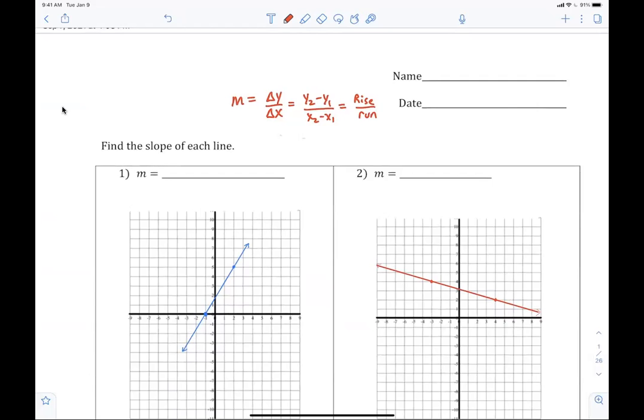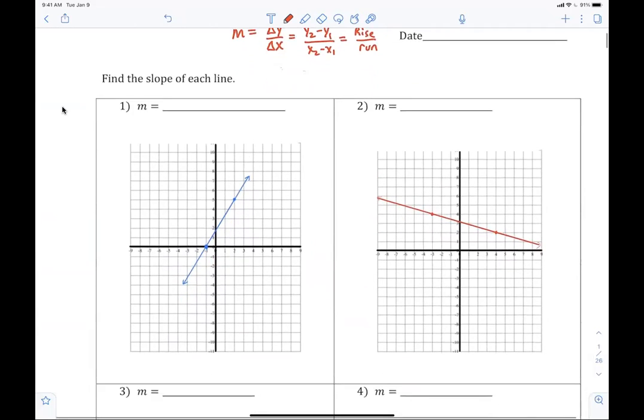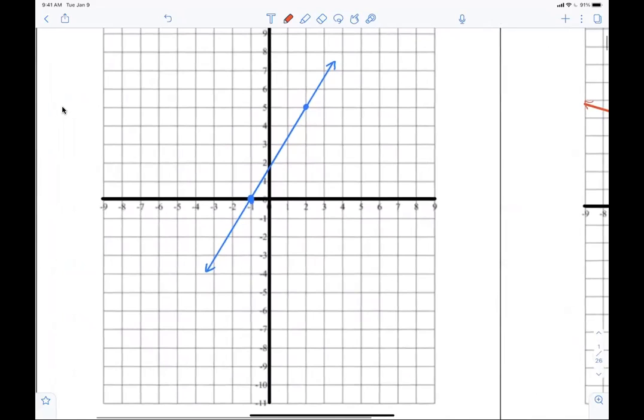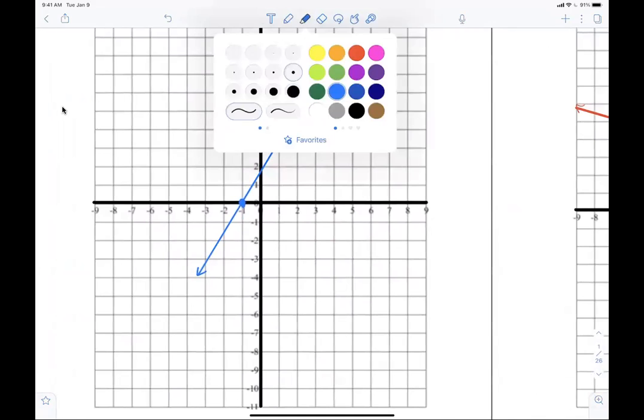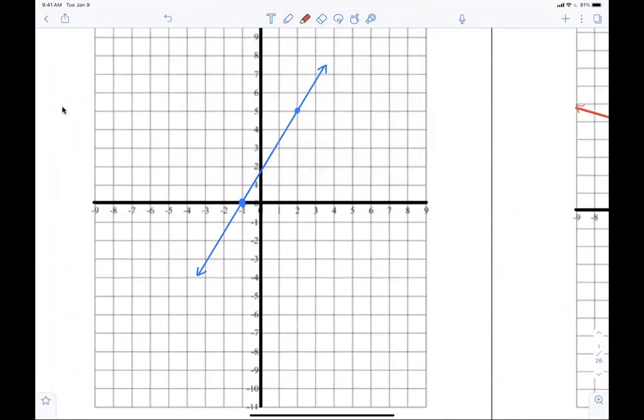So what exactly does that mean? If I blow up number 1, I highlighted the points for you just because the thickness of my line sometimes doesn't go exactly the way I want on Notability. But what I would like for you to do is kind of do the rise over run. You're going from the left point to the right point.